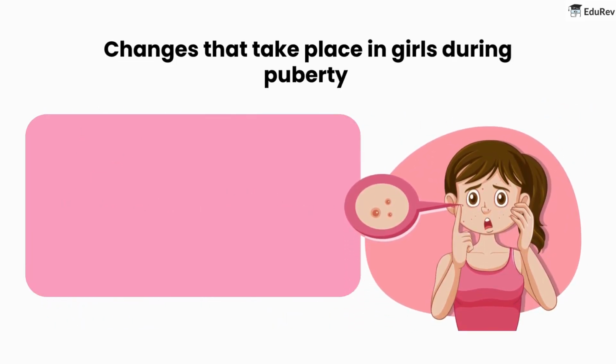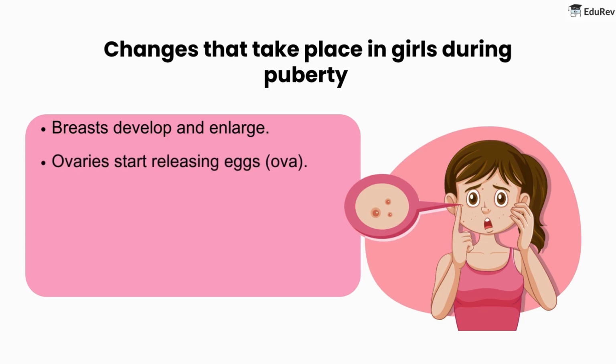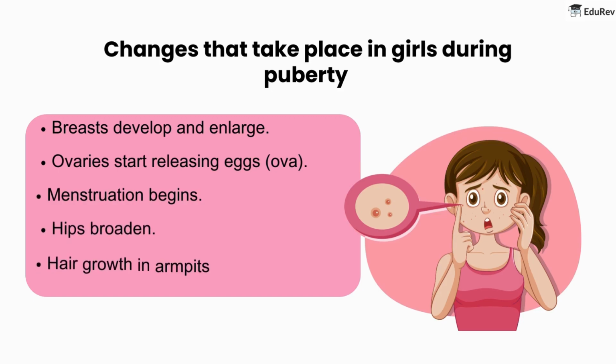Changes that take place in girls during puberty: Breasts develop and enlarge. Ovaries start releasing eggs, ova. Menstruation begins. Hips broaden. Hair growth in armpits and pubic regions.